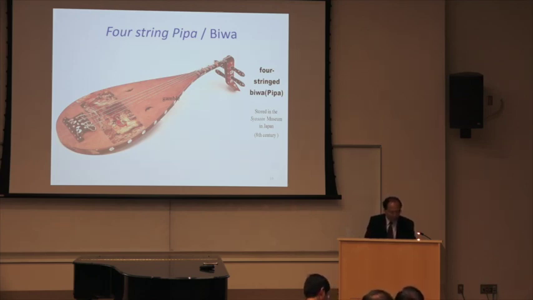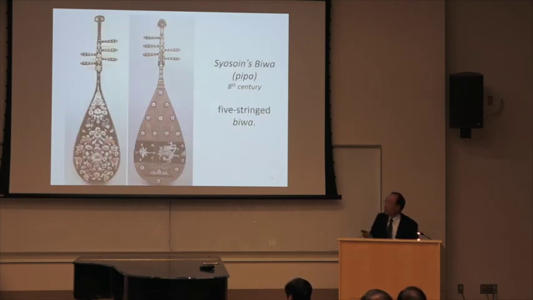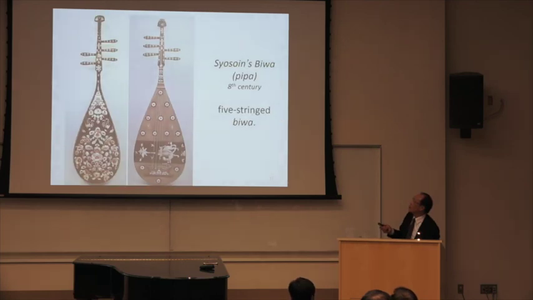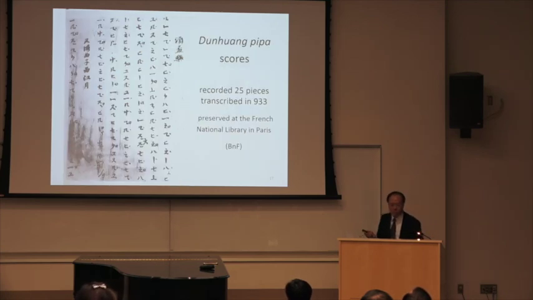The Dunhuang pipa scores together recorded 25 pieces that are divided into 3 groups according to the different transcription handwriting. This is a 4-stringed pipa and this is a 5-stringed pipa. This is preserved in the Shosoin in the Nara Museum. This is the Dunhuang pipa notation.